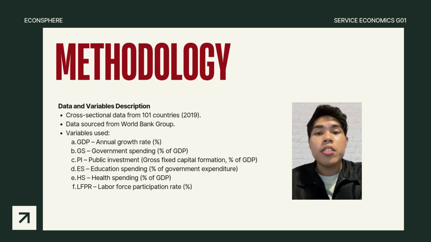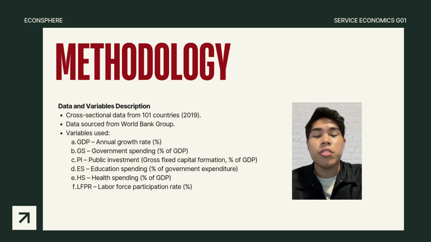To begin our methodology section, this study adopts a cross-sectional research design, focusing on data from 101 countries for the year 2019. All our data are sourced from the World Bank Group, ensuring credibility and consistency across countries. The dependent variable in this research is gross domestic product (GDP) growth rate. The independent variables include government spending, public investment, education spending, health spending, and labor force participation rate.